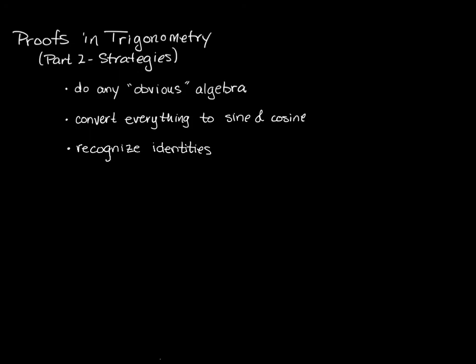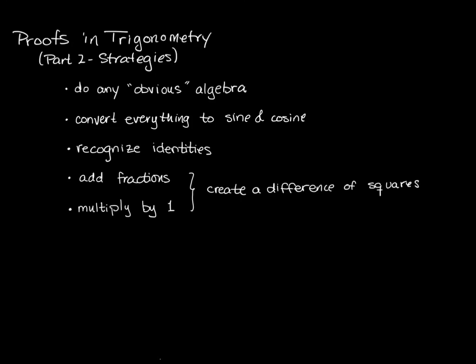If you can't see an obvious substitution, look to see if there are things that you could modify slightly to make them into something that could be substituted. That's where the difference of squares trick comes in. One way to do that is to add two fractions together, especially if they are already factors that, when multiplied, would produce a difference of squares, like 1 plus sine in one denominator and 1 minus sine in another. If you only have one fraction, then multiply it by 1, but multiply it by the conjugate of the denominator, which will create a difference of squares.